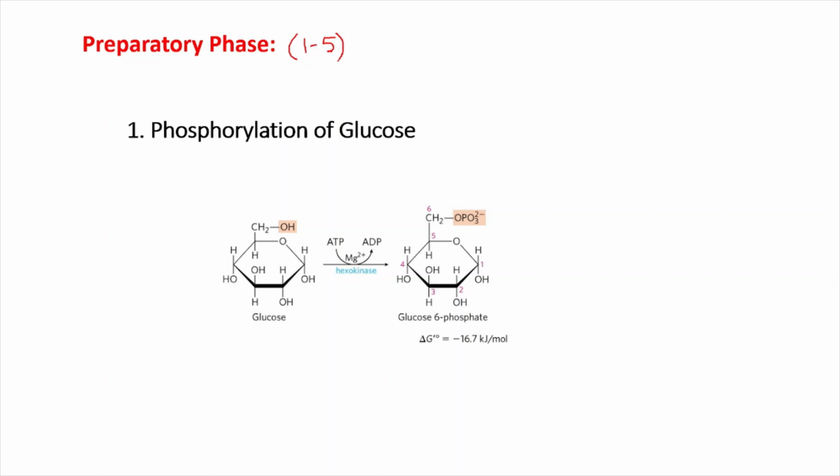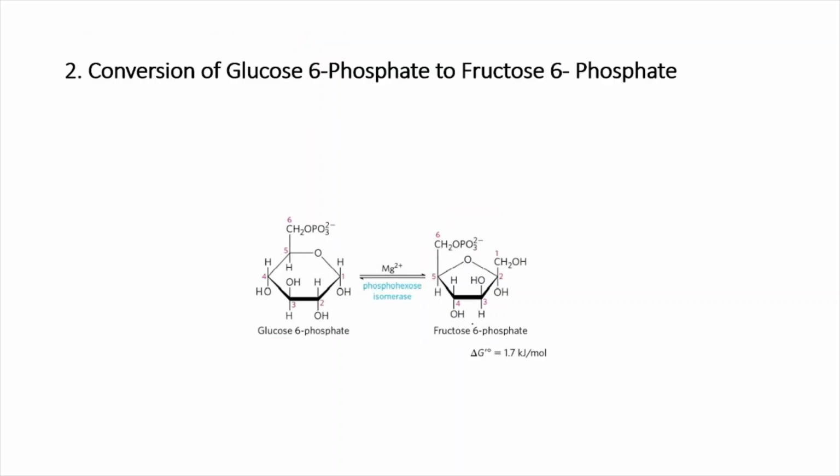The first step in the preparatory phase is the phosphorylation of glucose. Here, you take glucose and ATP is added, and from ATP the gamma phosphoryl group is added to the 6th carbon at this position, and here the 6th carbon of glucose is phosphorylated to form glucose 6-phosphate.